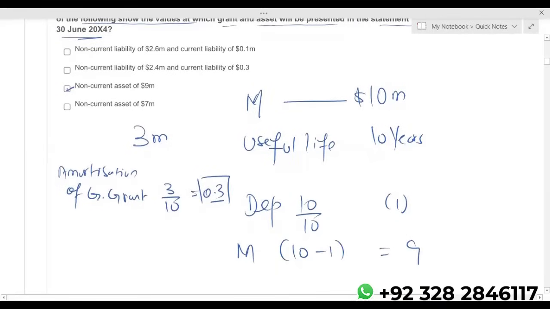Logically, 0.3 million becomes income on 30th June X4. Repeat, out of 3 million deferred income, 0.3 becomes income. So the double entry of logically 0.3 is deferred income debit and profit and loss income statement SOCI credit by 0.3 million.